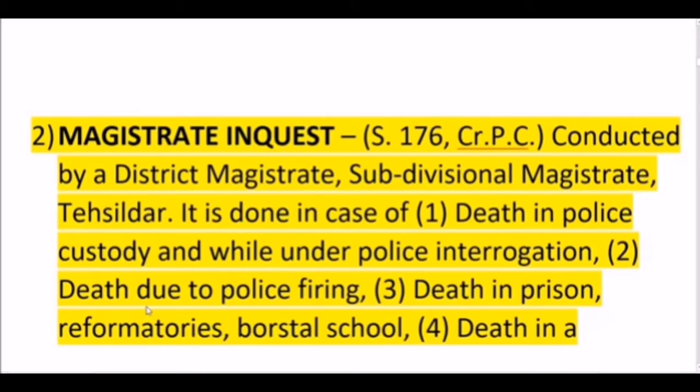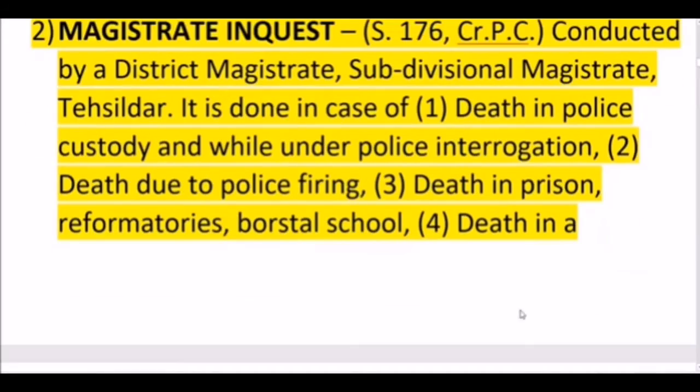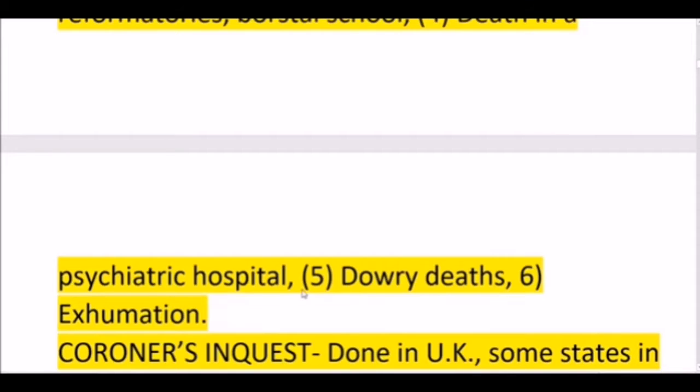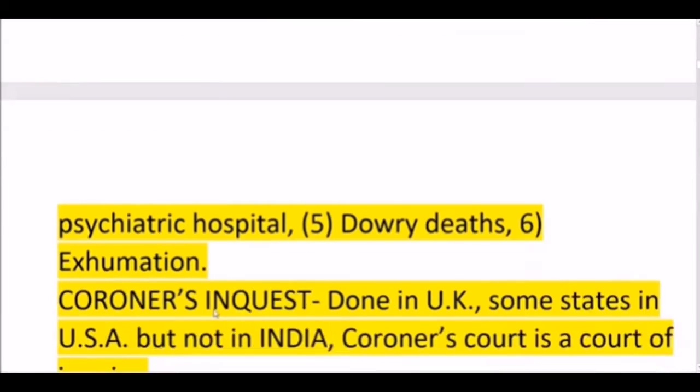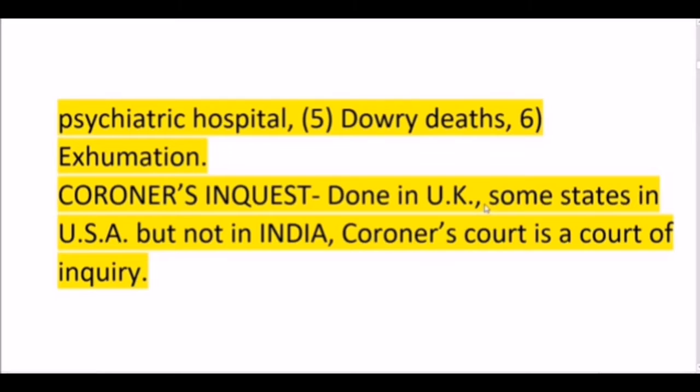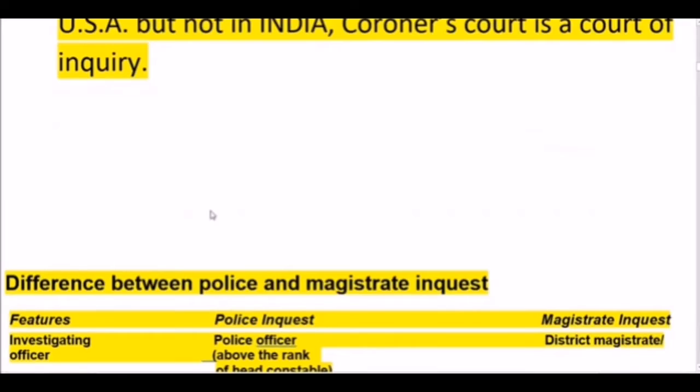It is done in some special cases like death in police custody or during police interrogation, death due to police firing, death in prison or reformatories, hostel schools, death in a psychiatric hospital, in case of dowry death, or exhumation. Coroner's inquest is done in UK only, and some states in USA, but not in India. Coroner's court is a court of inquiry, but other courts are courts of trial. So this is the basic difference between coroner court and all other courts.